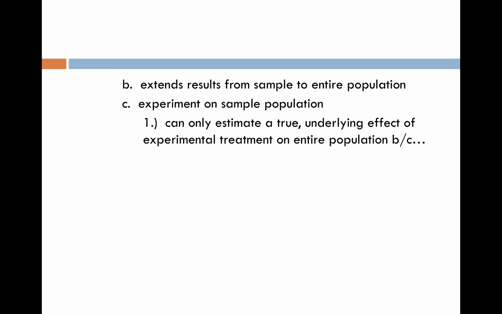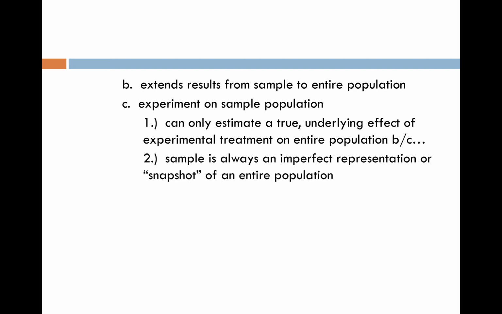So your experiment on the sample population can only estimate a true underlying effect of experimental treatment on the entire population. And the reason for that is the sample is always an imperfect representation, or basically a snapshot of an entire population. It's never going to be fully representative of the entire population. The only way you could have it fully representative of the entire population would be to test the entire population. And clearly that's not possible. Okay?